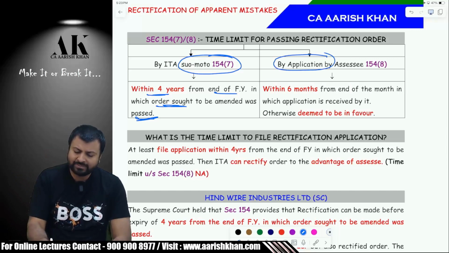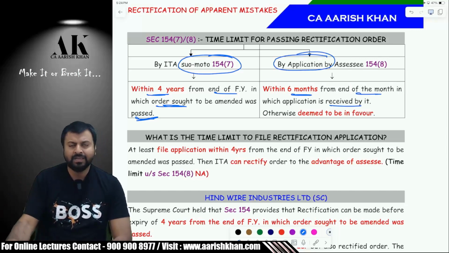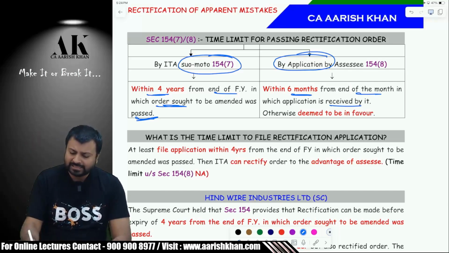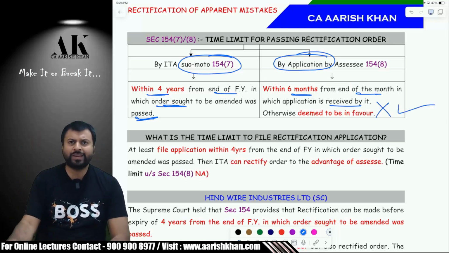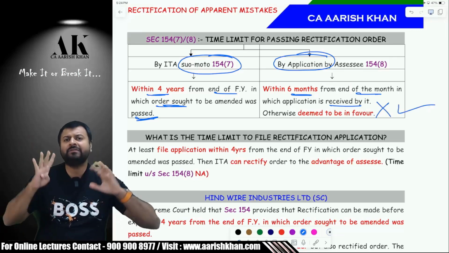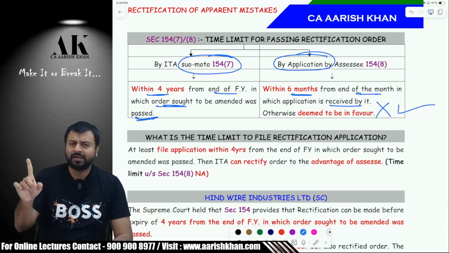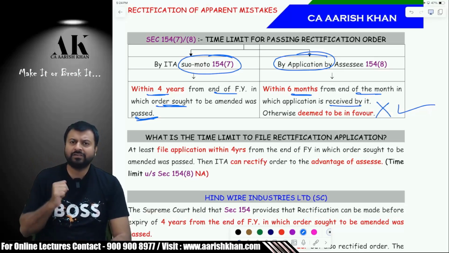Now, if the assessee makes an application, then the department will rectify within 6 months from the end of the month in which the application is received. And if the department does not rectify within 6 months, then it is deemed to be in favor of the assessee. Okay. So, in suo motu, the department will rectify in 4 years. And if the assessee makes an application, then it must be disposed of within 6 months from the end of the month in which it is received.